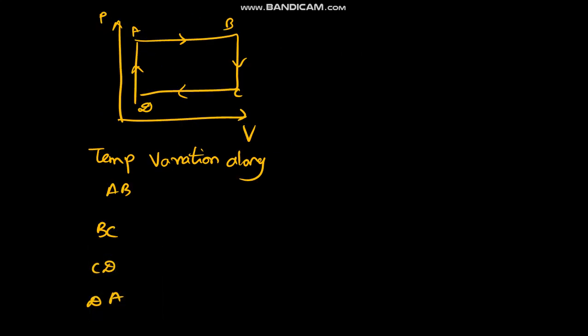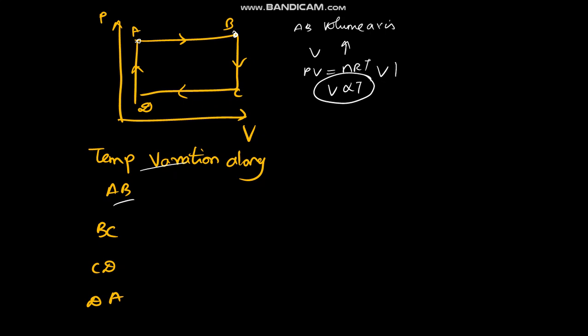Now let us see. Okay, the temperature variation along AB you want to find. See here that the AB line is parallel to the volume axis. Okay, so volume continuously increases. So PV is equal to nRT. So volume is directly proportional to temperature. So if volume continuously increases, temperature also continuously increases. So along AB, temperature continuously increases.